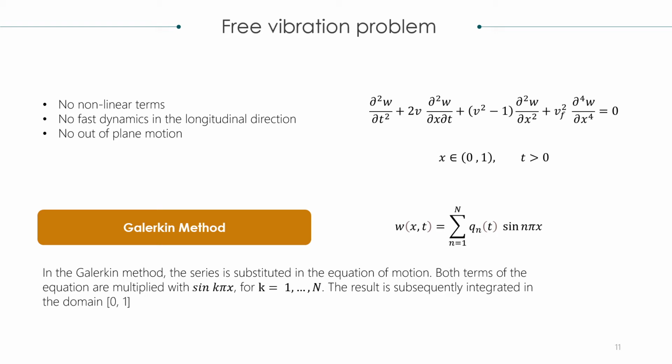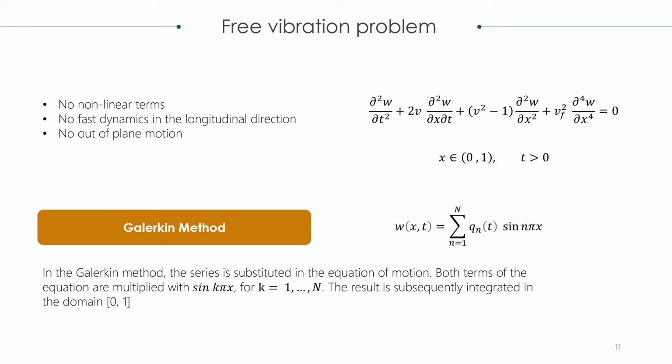Namely, an eigenfunction for a simply supported, non-moving Euler beam was used. Both terms of this equation are multiplied with sin(kπx) for k from 1 until n. The result is subsequently integrated over the domain 0 to 1. This step transforms an almost impossible to solve equation into an approximation which can be solved, making use of orthogonality conditions. Hereby, a partial differential equation is transformed into an ordinary differential equation.